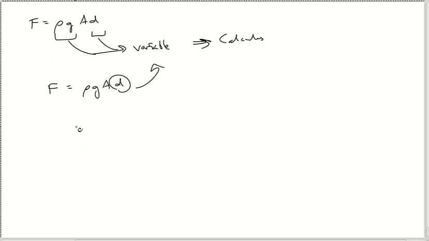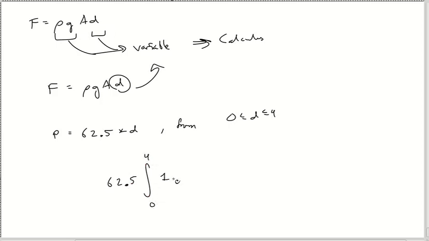So let me set this up. I got 62.5 times d, and that's going to be my pressure. Remember, that's my pressure there. And I'm going from my depth of 0 to 4. Cool. Well, that doesn't seem too bad. And so if I get this variable understanding here, what I actually have then is 62.5 integral from 0 to 4 of 1 dy.